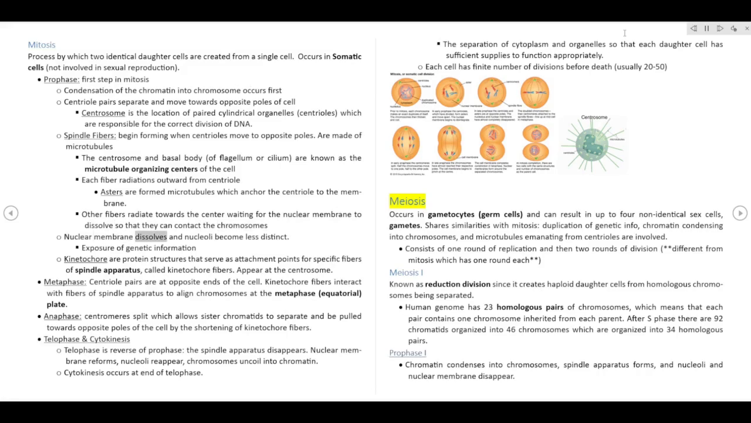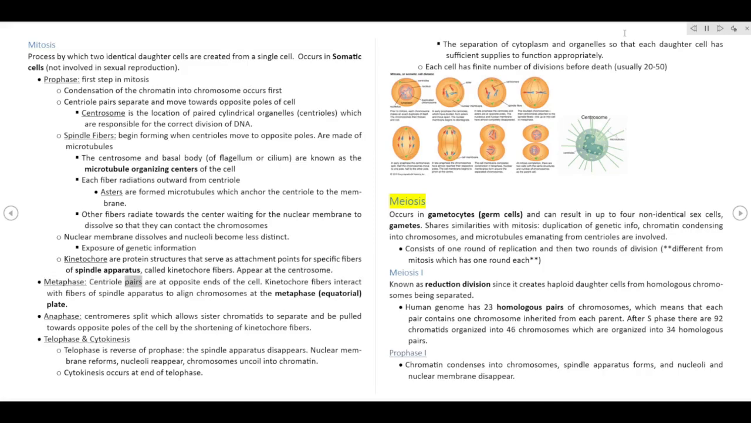The nuclear membrane dissolves and nucleoli become less distinct, exposing the genetic information. Kinetochores are protein structures that serve as attachment points for specific fibers of the spindle apparatus, called kinetochore fibers. They appear at the centrosome.